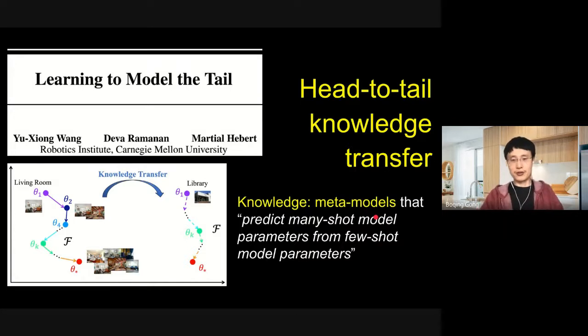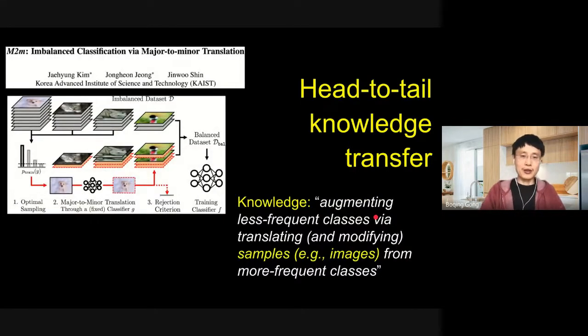The basic assumption here is that that meta model is shared by the tail classes as well. So that's one. In this paper, the knowledge transferable from the head to the tail is not the meta model anymore. Instead, they become the samples or augmenting methods. So the idea is to augment the infrequent classes by translating and modifying some of the samples, like images, from the frequent classes.